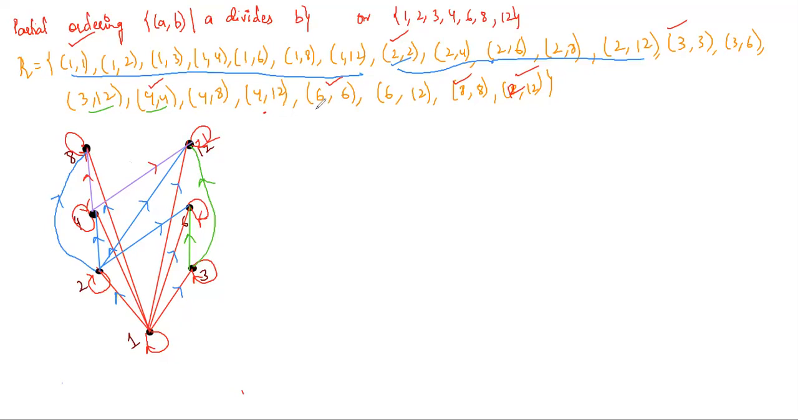Then we have 6, 6, which we have already done. 6, 12 should be drawn. So for 6, 12, the direction will be again in the upward direction. So this is here 6, 12. Now 8, 8 is done, 12, 12 is done. So this is the actual digraph for your partial ordering of this relation R. So this is the relation for which we have drawn the directed graph.